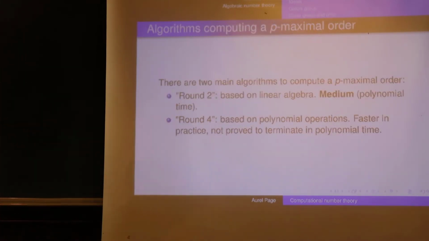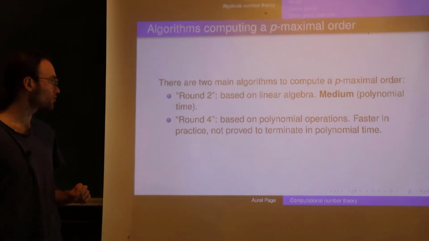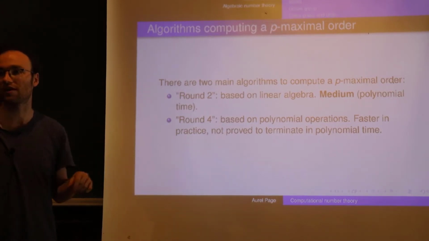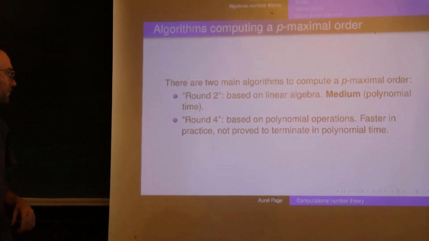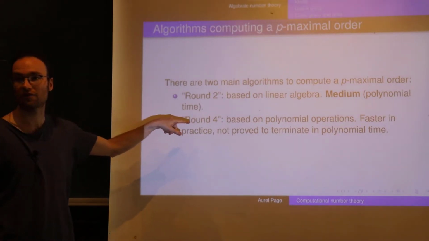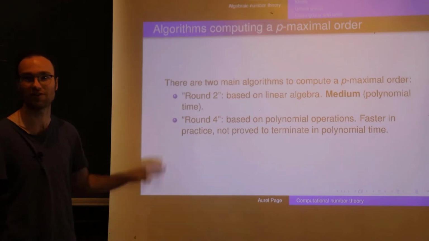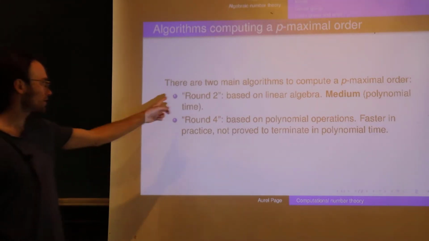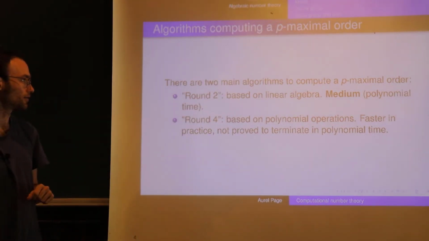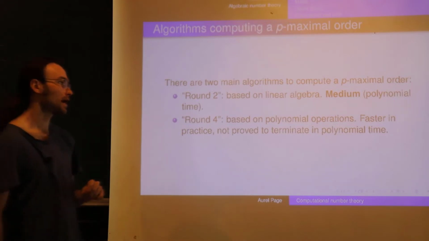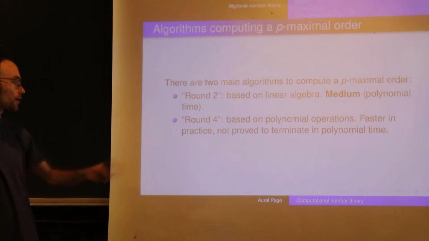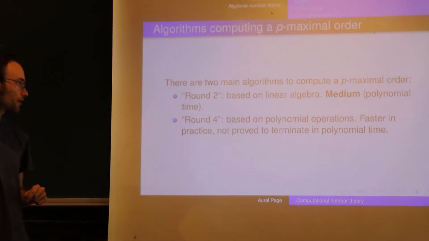Okay, so there are two main algorithms to compute p-maximal orders. They have names. I don't know where they come from, but I'm giving you the names just so that if you see those names, you know what they mean. So the first one is called Round 2, and the second one is called Round 4. I have no idea whether there's a Round 1 or Round 3. The first one is purely based on linear algebra. And in particular, it has polynomial time complexity. It's a medium speed algorithm. So I'm going to tell you a bit more about this one.